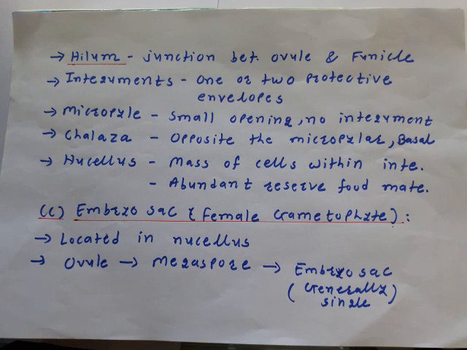Now embryo sac. It is also known as female gametophyte. Its location is in the nucellus. Here ovules are present. At maturity, megaspore develops. Through megaspore, further process turns it into embryo sac. Generally, in a typical flower, it is single in number. So, from ovule to megaspore to embryo sac, this way further development takes place.